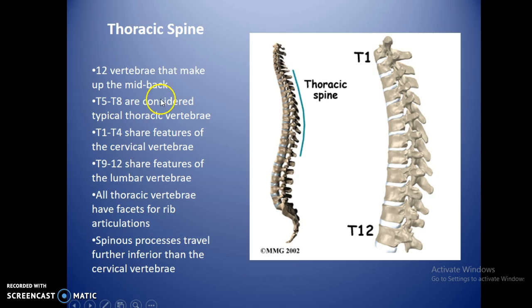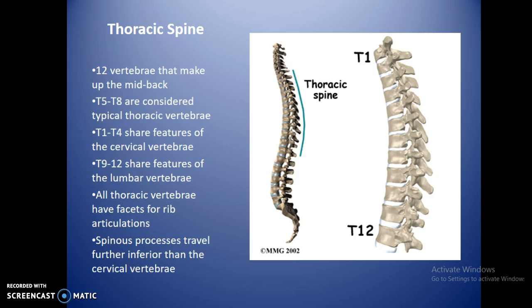Thoracic spine, you basically have 12 vertebrae that make up the mid-back. T5 through T8 are considered the typical thoracic vertebrae. That means as we get more towards this area in here, these are more commonly what your average thoracic vertebra should look like. T1 through T4 share some similarities with the cervical spine, so they're not considered to be the classic thoracic vertebrae. And then T9 through T12 are considered to have some similarities to the lumbar spine. So just realize that it's going to transition above and below based on the spines at both ends.